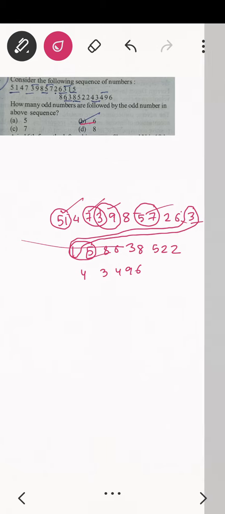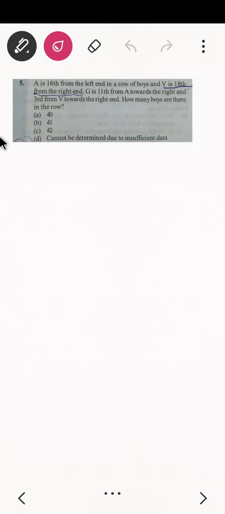Next question. A is 16th from the left in a row of boys and V is 18th from the right end. G is 11th from A towards the right and 3rd from V towards the right end. How many boys are there in the row? So this question is usually asked to find out the number of boys or girls.